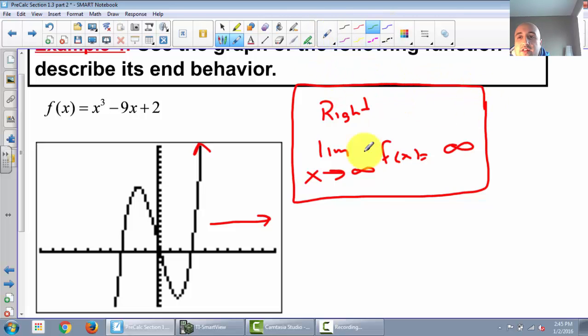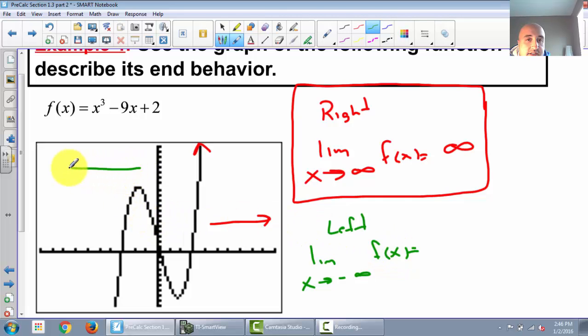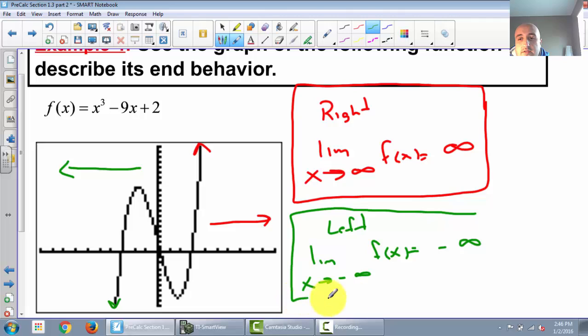And now let's do the left. The limit as x approaches negative infinity. What is your function doing? All right, so when my x gets smaller, what is my function doing? It's going down and off the screen. So this one is going to approach negative infinity.